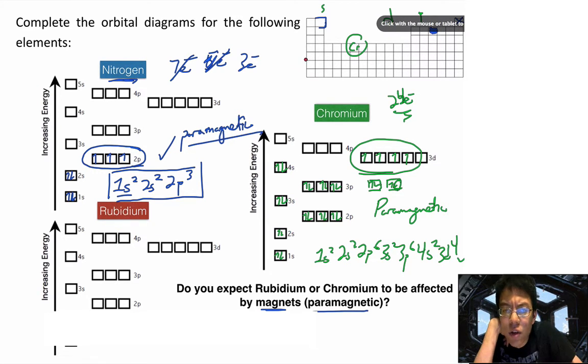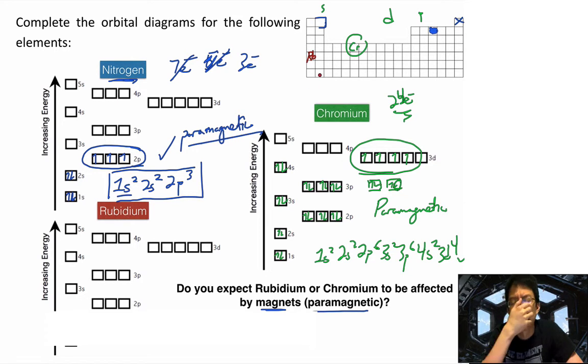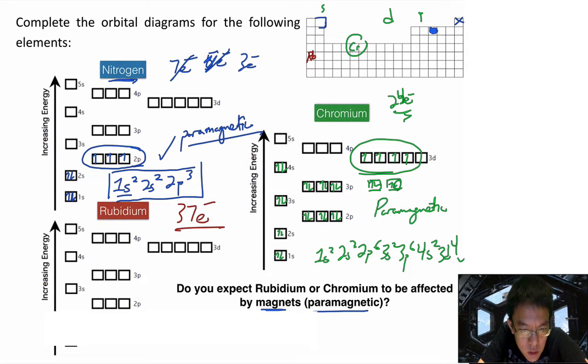All right, let's talk about rubidium. Rubidium is way down here. How many electrons does rubidium have? Well, calcium has 20, then we add 10 to get 30, 36, 37 electrons. I just look at my periodic table. The atomic number tells me the number of electrons for a neutral atom. 37 electrons, so let's plug those in.